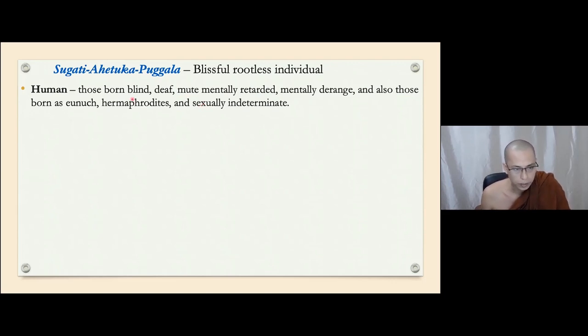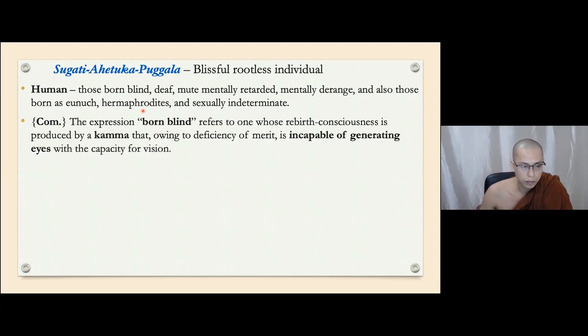So the one who is born blind or deaf, etc., is considered a Sugati Ahetuka, because their rebirth consciousness is rootless. That's why they are Sugati Ahetuka, blissful, rootless individuals. So in that life, they cannot attain enlightenment, and also they cannot practice to the attainment of jhana.